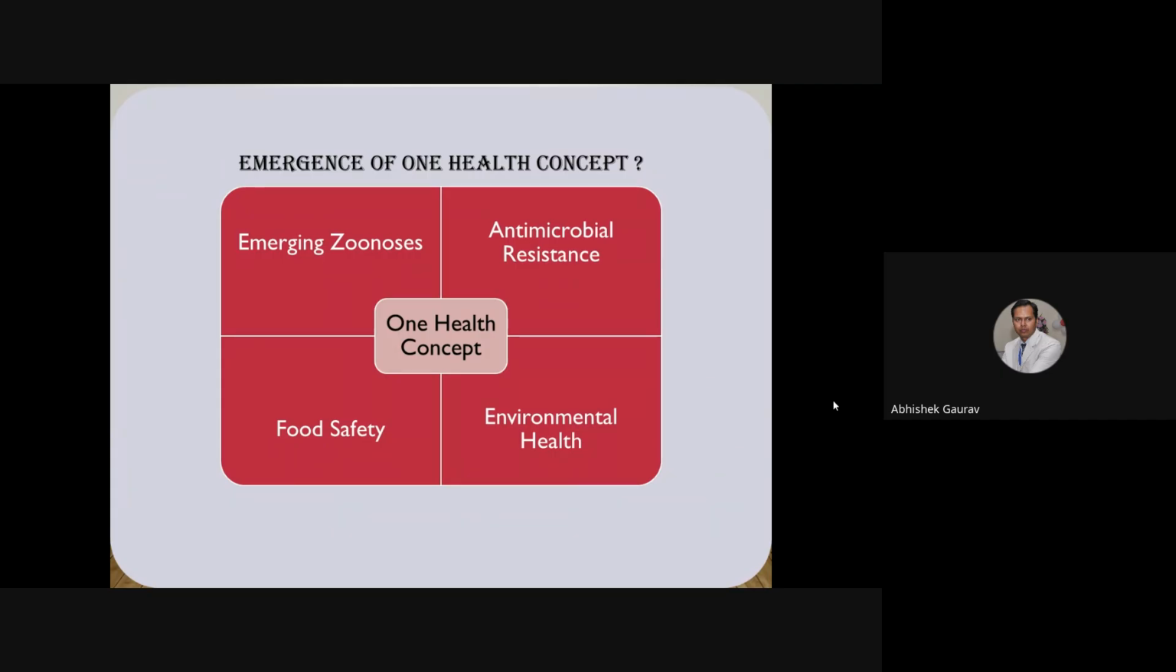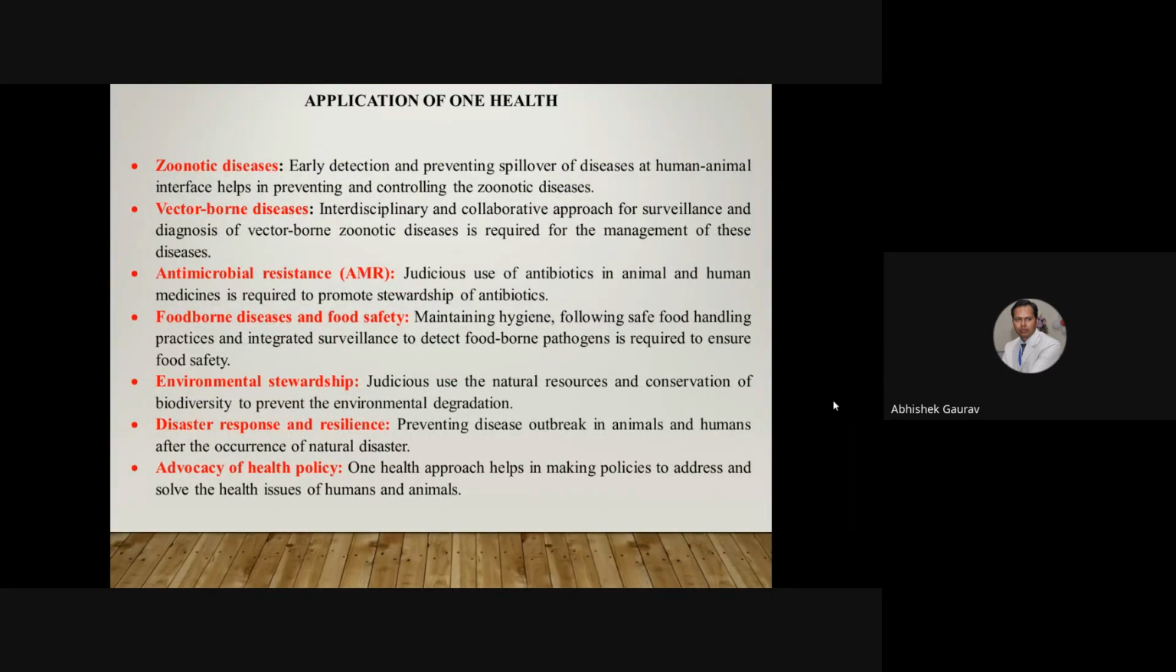Now coming to the One Health concept, there are 4 main pillars, which are emerging zoonoses, AMR, that is antimicrobial resistance, environmental health, and food safety. These are the 4 basic pillars of the One Health concept. Apart from that, there are a few other points which I would like to discuss in detail, like zoonotic disease, vector-borne diseases, AMR, foodborne diseases and food safety, environmental stewardship, disaster response and resilience, and advocacy of health policies. These are some of the applications of the One Health approach.